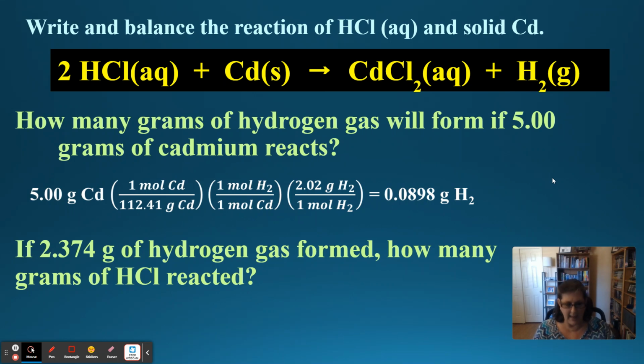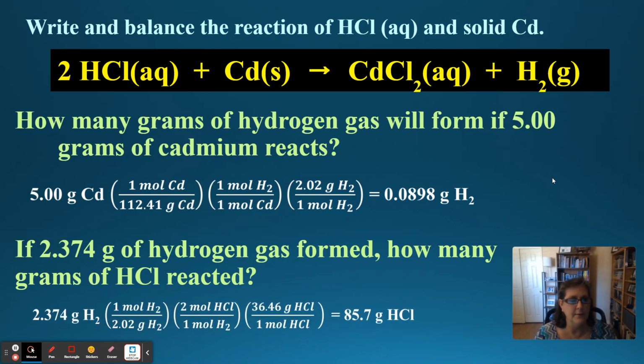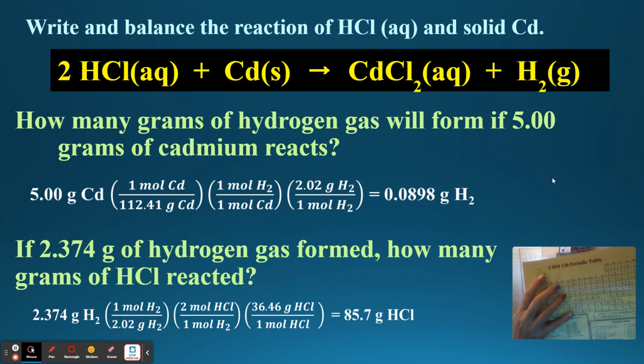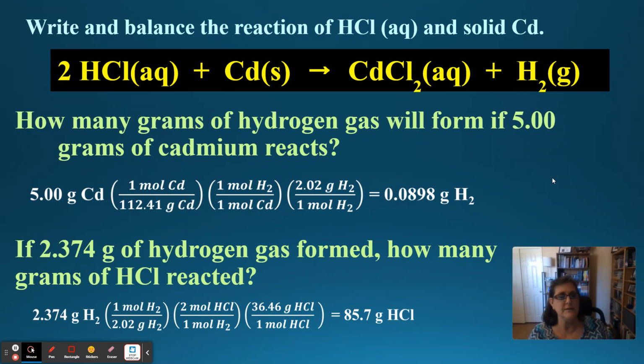All right, we're back and let's look at the solution. We start with what we're given, 2.374 grams of hydrogen. We need to go from grams to moles. That means we need the molar mass of hydrogen. There's 2 H's in hydrogen, so 2.02 grams of H2 and 1 mole of H2. Grams cancel. Now that we have moles, we're ready for our mole ratio. There are 2 moles of hydrochloric acid per 1 mole of H2. Moles of H2 cancel.